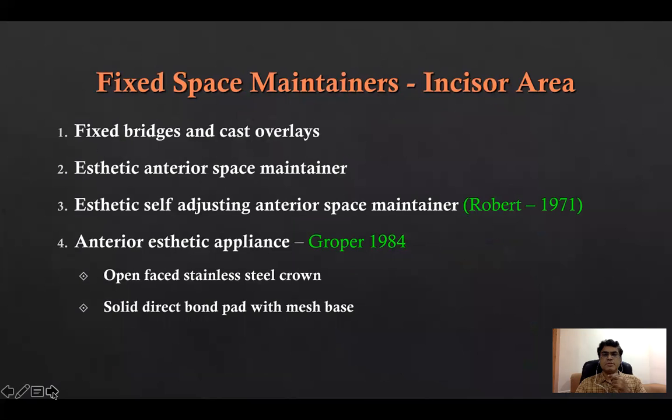Fixed space maintainers in the incisional area can be fixed bridges or cast overlays. The aesthetic anterior space maintainer is the other choice. An aesthetic self-adjusting anterior space maintainer according to Robert. The anterior aesthetic appliances according to Groper 1984 can be used by means of open-faced stainless steel crowns or solid direct bond pad with mesh base.